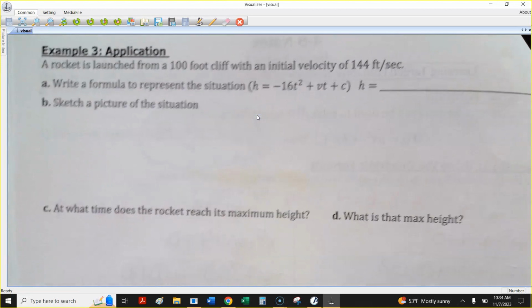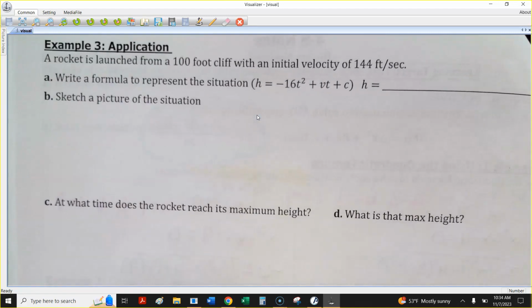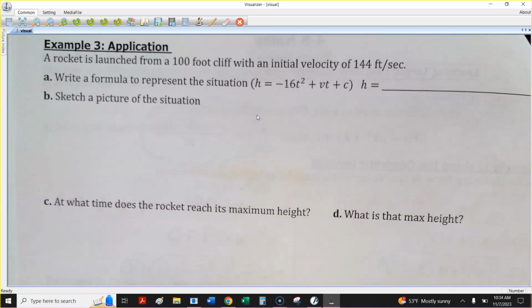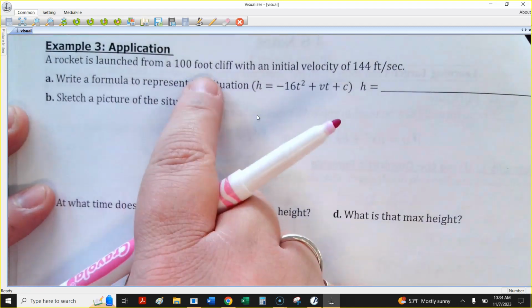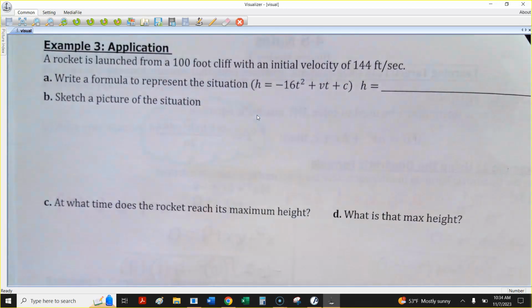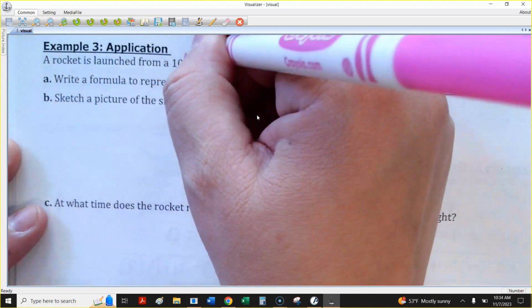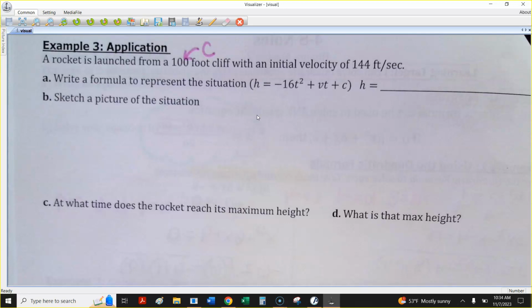And the major difference here is we're going to have an initial height of the object, where before I either didn't have an initial height or I didn't have a velocity, and this is going to have both. So it says a rocket is launched from a 100-foot cliff. So not from the ground, from a 100-foot cliff. So in that lovely formula, wherever you start out, or your initial height as it's called, that's going to be the C value or the constant term.